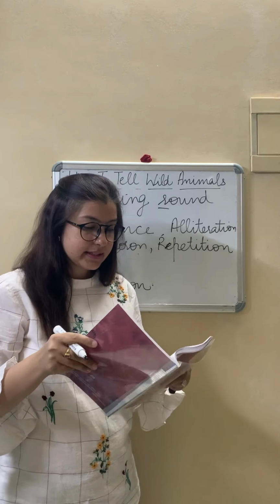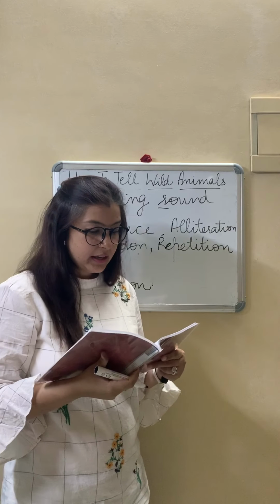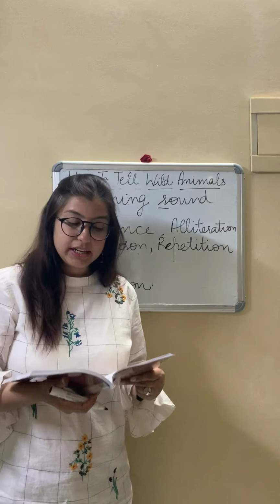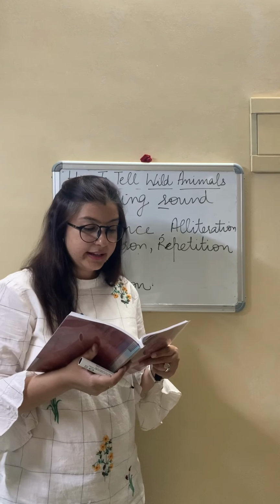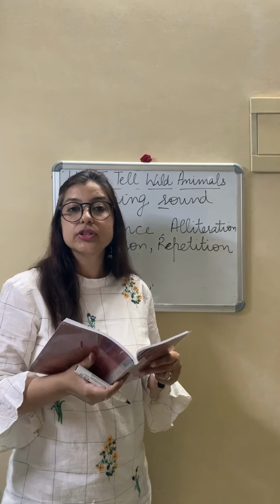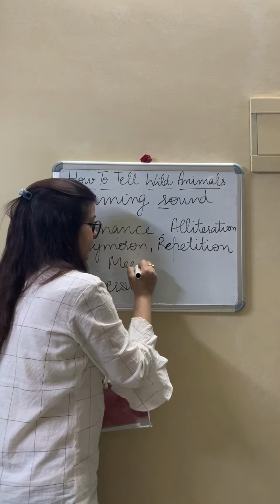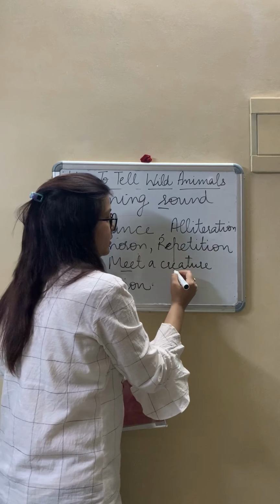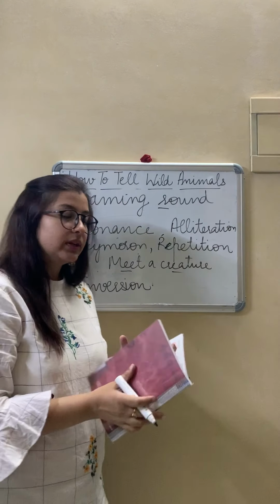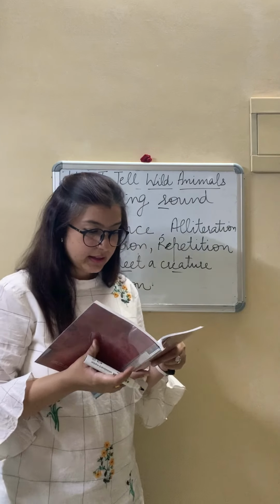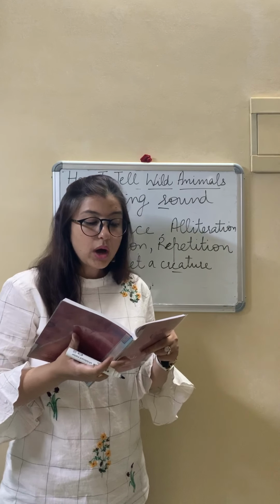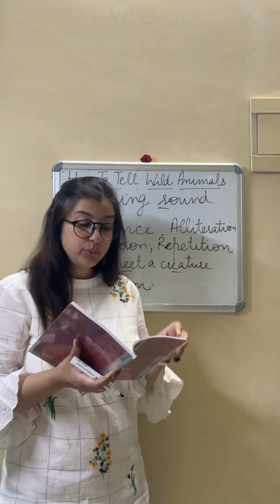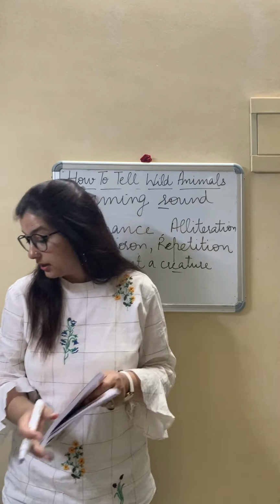Coming to the next stanza, the bear stanza, we again find examples of alliteration and assonance. Coming to the second line, you meet a creature there. Meet a creature. Which sound is repeated? E sound. Meet a creature. So once again, assonance. Then, who hugs you very, very hard? Once again, repetition of the word very, and who hugs.